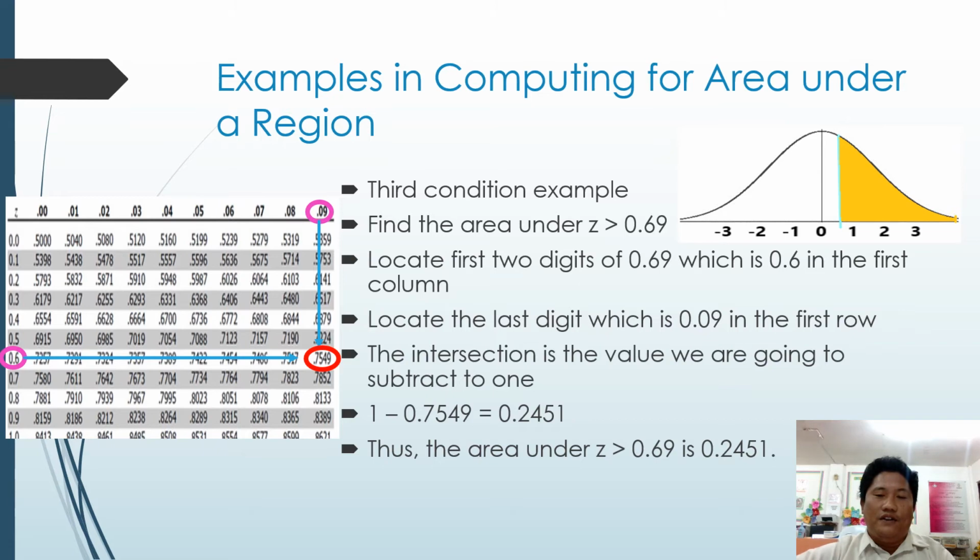Thus, the area under z greater than 0.69 is 0.2451, which is less than 0.5, because based on the drawing or our illustration, it should be less than 0.5, because the shaded part is less than half of the curve.